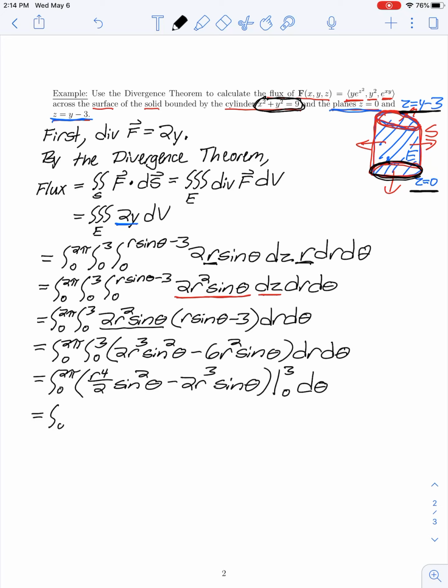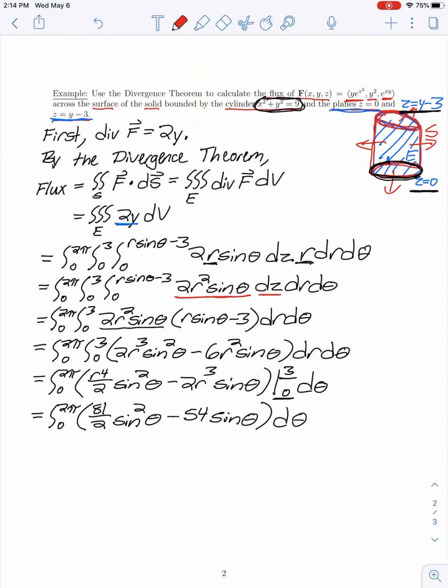So we have now the integral from 0 to 2 pi of, evaluating at r equals 3, 3 to the 4th, or 81 over 2, sine squared theta, minus 3 cubed is 27 times 2, which would be 54 sine of theta. And then we subtract what we get when we plug in r equals 0, which is 0. And then we're integrating this with respect to theta.